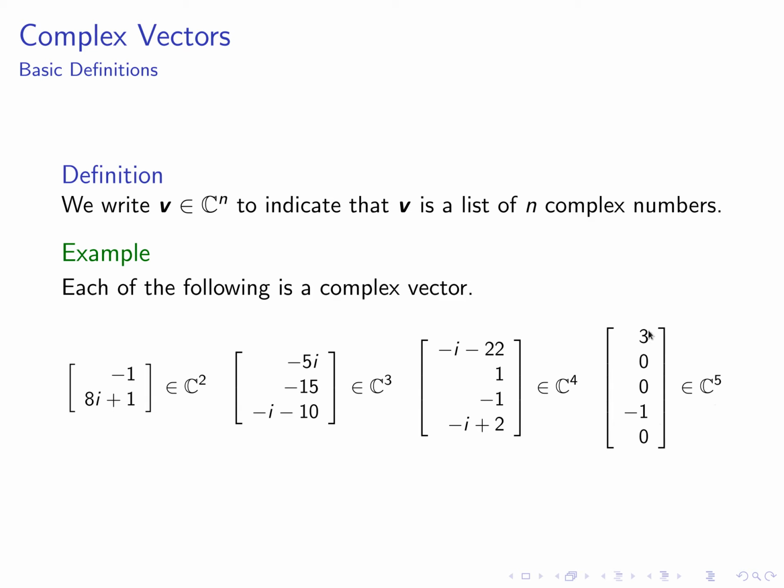Now, again, note that all of the numbers in this last vector have zero imaginary part, which is fine because real numbers are also complex numbers. So this last vector is a vector in C5. It's also a vector in R5.